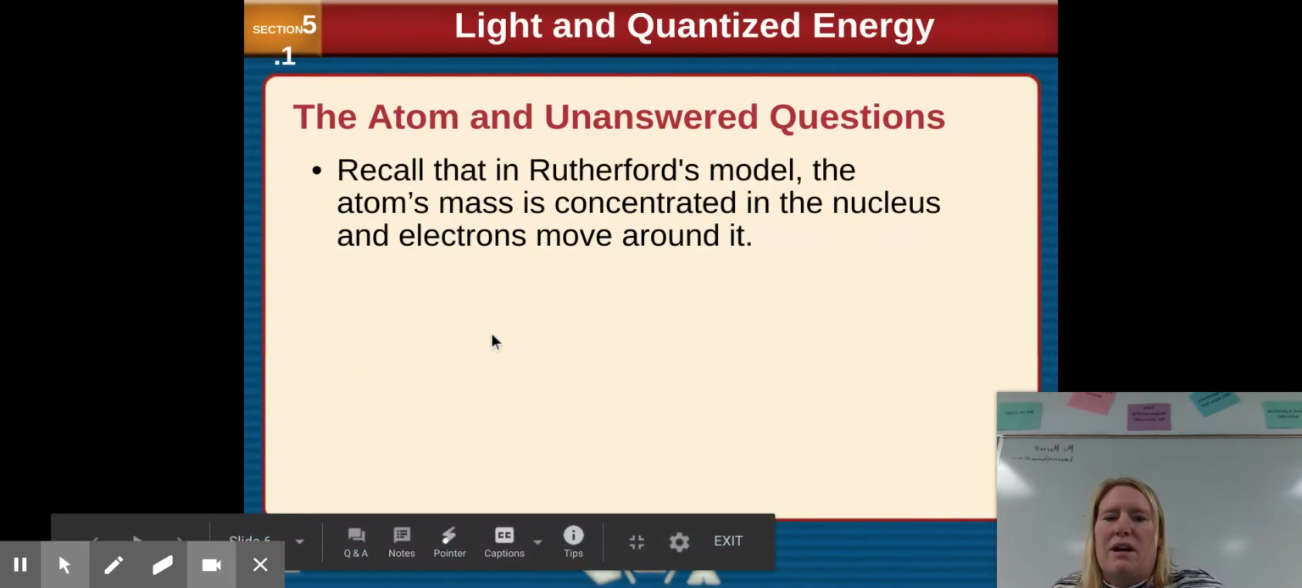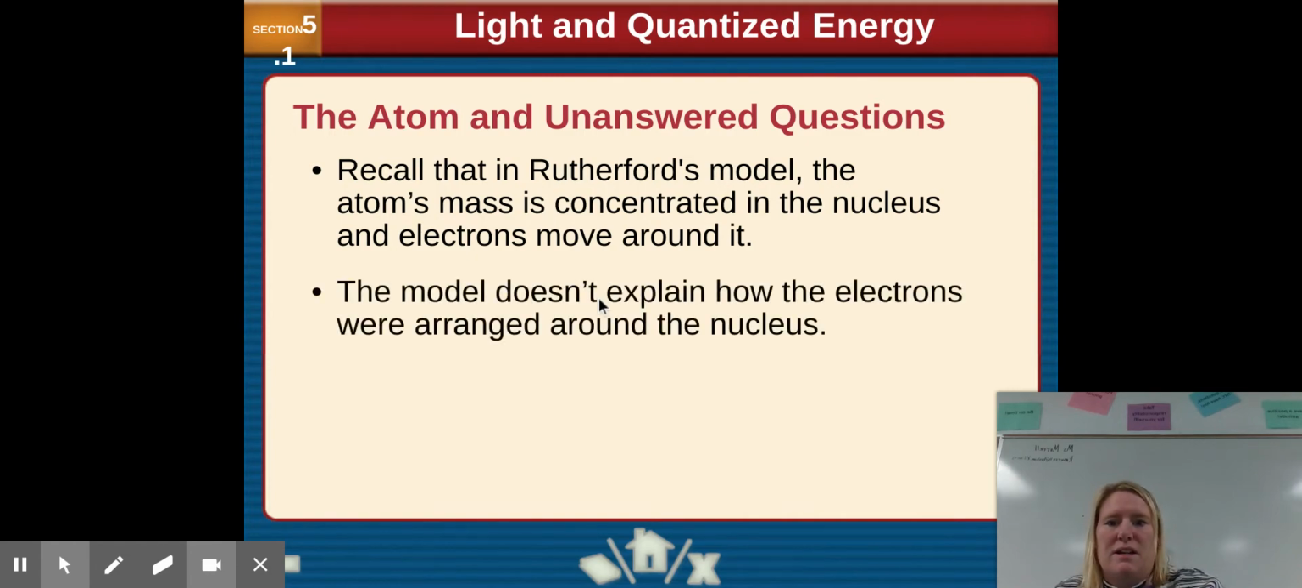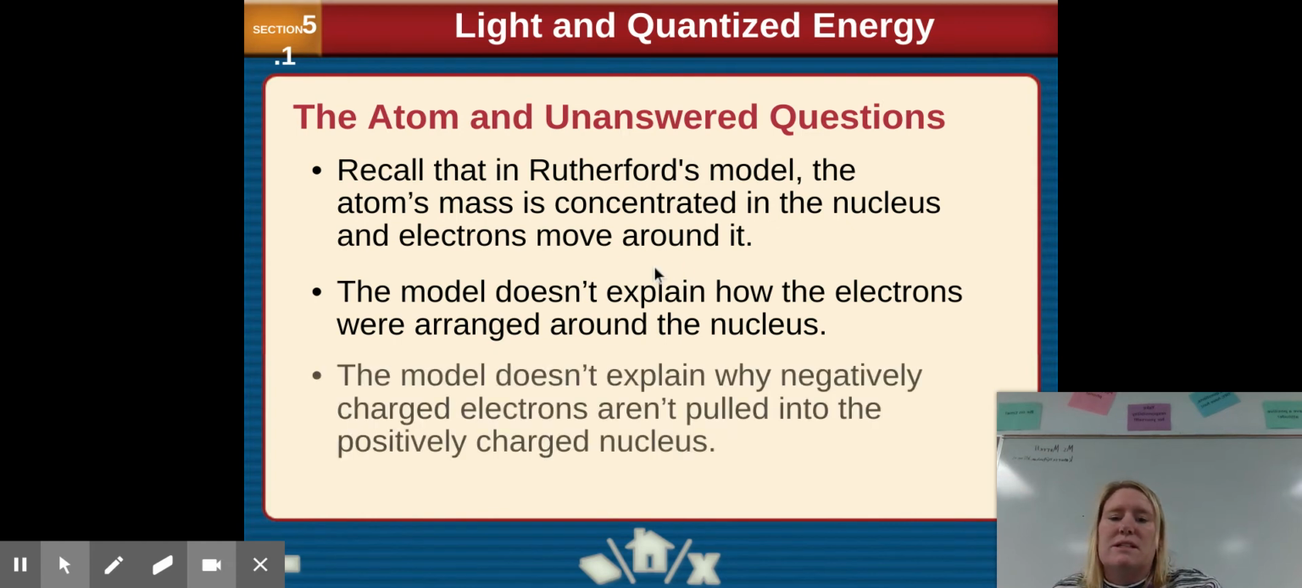So if you would recall that in Rutherford's model, the atom's mass is mostly concentrated in the nucleus. Remember that electrons are the only thing outside of it, and they weigh almost nothing. So the model doesn't really explain how the electrons were arranged around the nucleus, and it doesn't explain why negatively charged electrons aren't pulled into the center where the nucleus is, where the positively charged protons live.